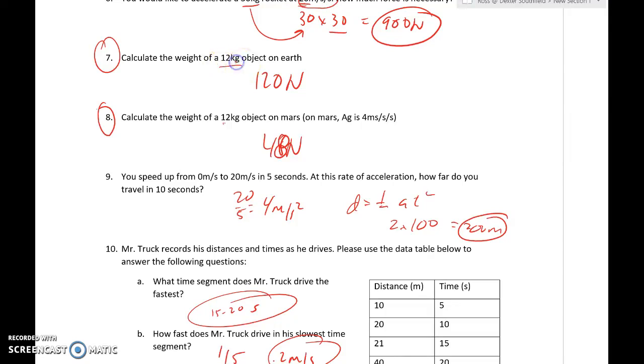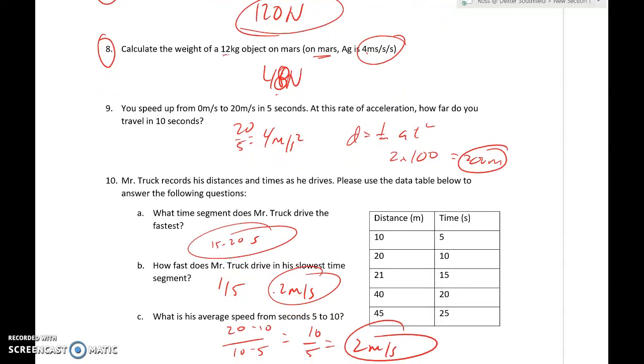If it's a 12 kilogram object and it's on Earth, you multiply it by the rate of acceleration due to gravity on Earth, which is 10. 10 times 12 is 120. If you're on Mars, the acceleration due to gravity is 4, so instead of multiplying by 10, we multiply 12 by 4 and get 48 newtons.